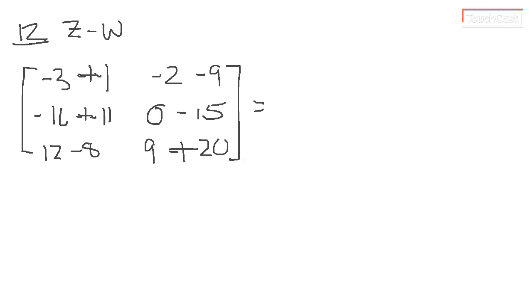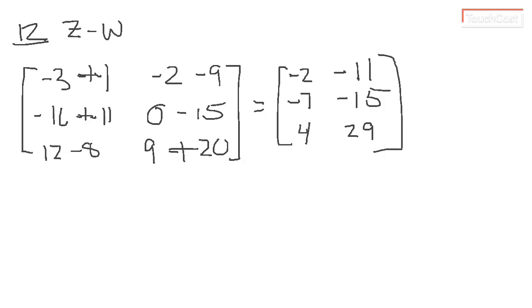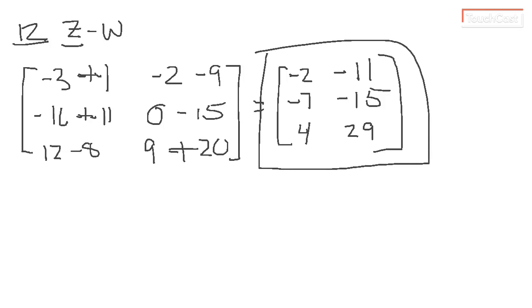So now we combine them. Negative 3 plus 1, that's negative 2. Negative 2 minus 9, negative 11. Negative 16 plus 11, negative 7. 0 minus 15 is negative 15. 12 minus 8 is 4. And 9 plus 20 is 29. We do need to make sure that when we are doing this matrix subtraction, if Z happens first, Z's elements go first. Because we know that 8 minus 12 is very different from 12 minus 8.